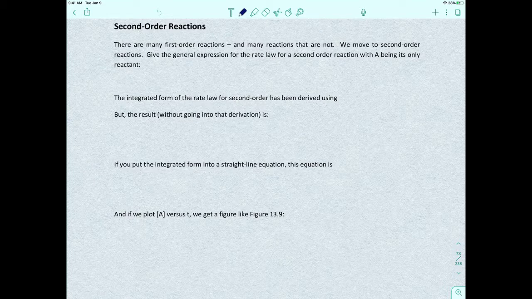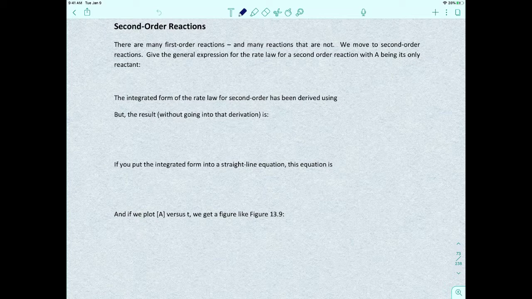Now let's turn our attention to reactions that are not first order reactions. There are two types of reactions that we're going to consider in this course. The first one that we're going to talk about in this video is the second order reaction. At the end of this video, we'll talk about what if you have a zeroth order reaction. So let's consider the second order reaction first.